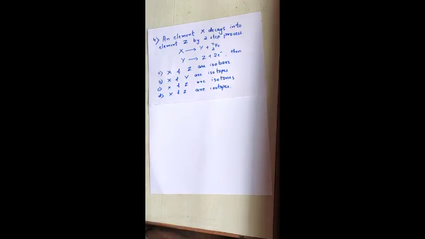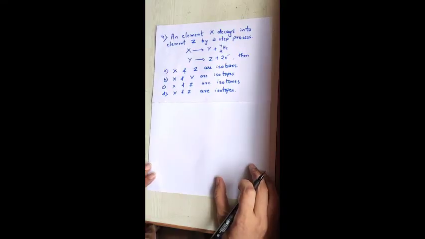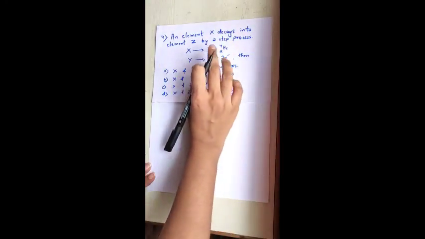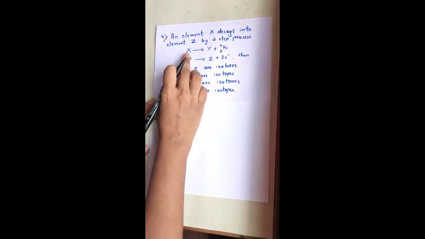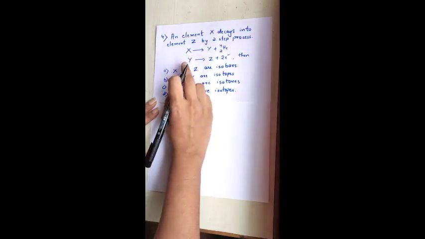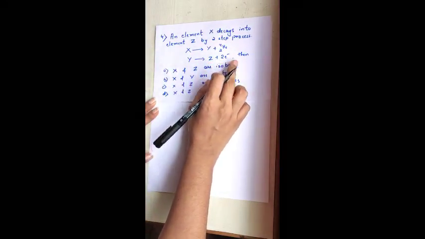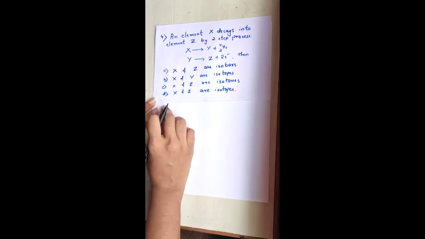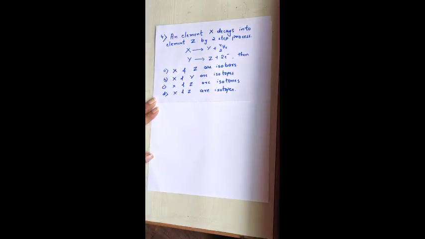The next question. An element X decays into element Z by a two-step process. They have given you the two steps. X decays to Y, releasing an alpha particle. Y further decays into Z, releasing 2 electrons. You have to choose which of the following options is correct.